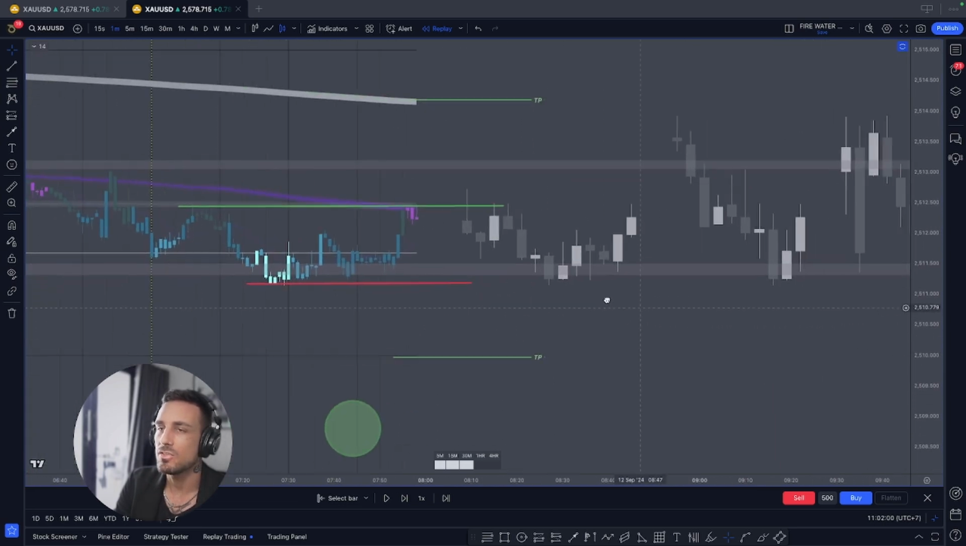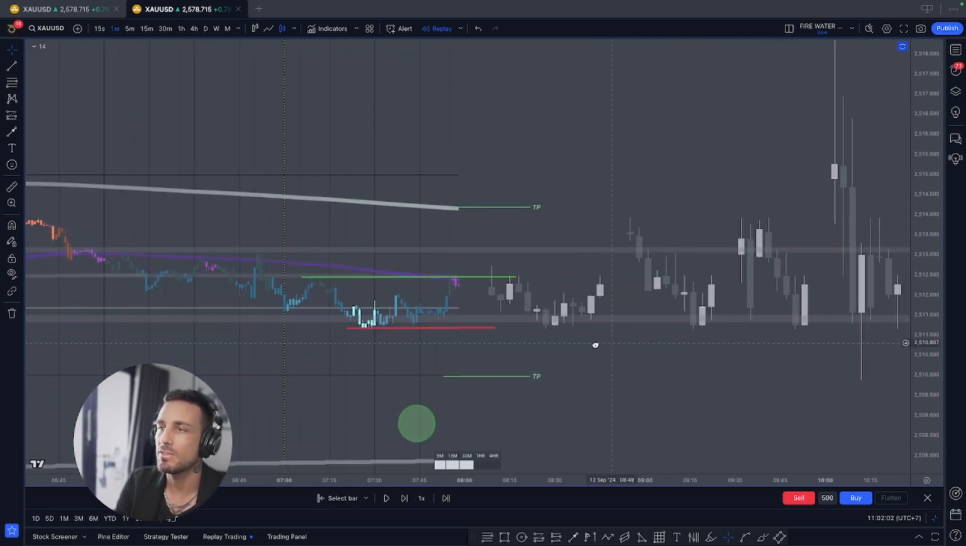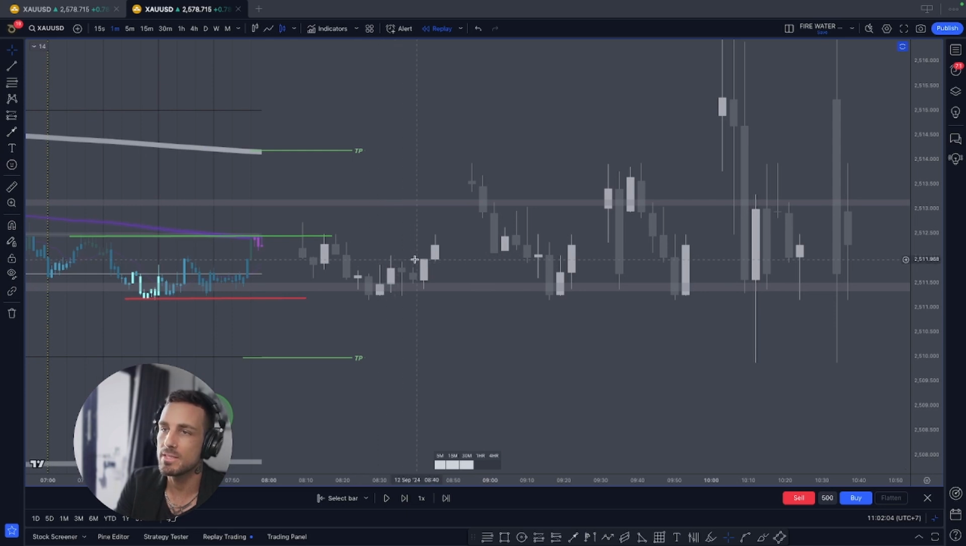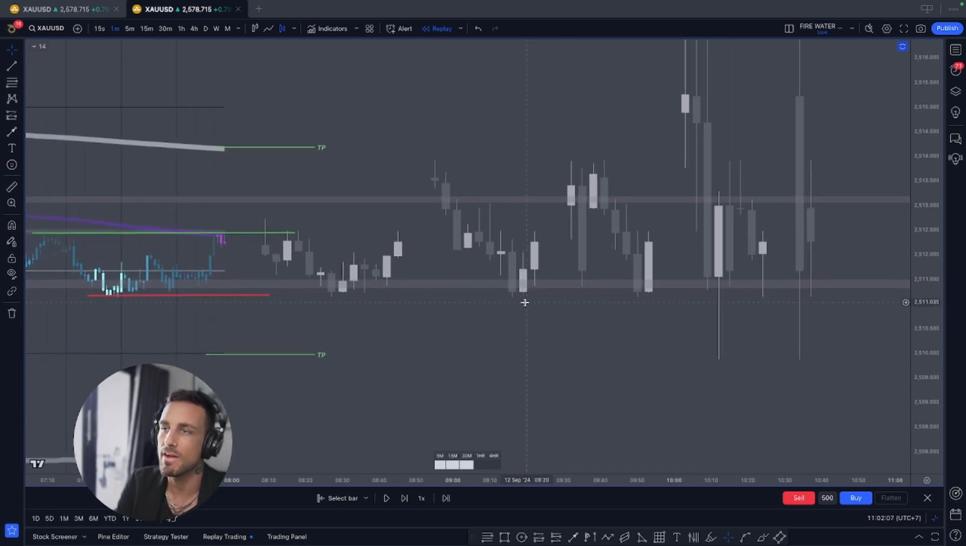Now, leading into this open, let's look at the high time frame candles. What we've got, guys, we've had a 5-minute type 2, which means we've broken structure on the 5-minute. The 15 minutes looking like it's going to break structure.